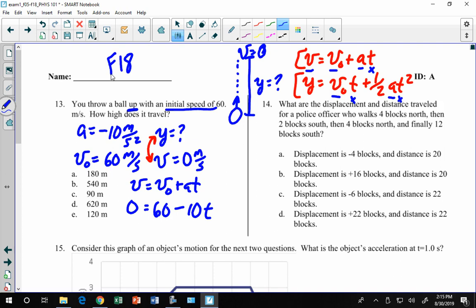What is t going to be? 60 minus what is equal to 0? 60. So t is 6 seconds. Okay, so now that I have that two-step problem, I can find y.